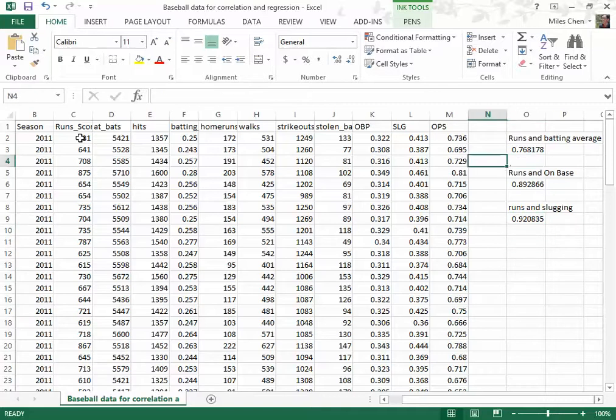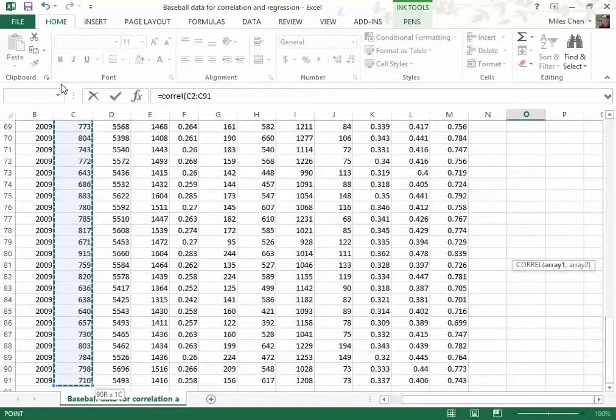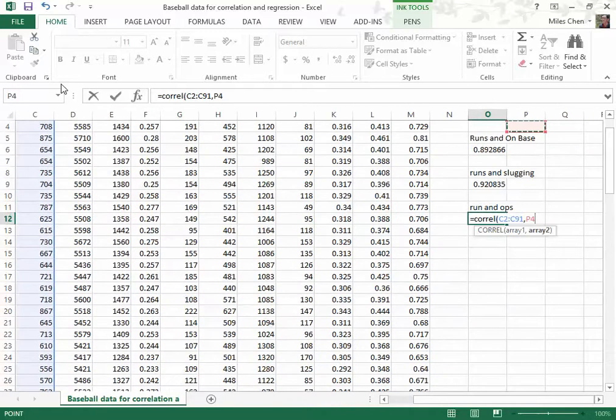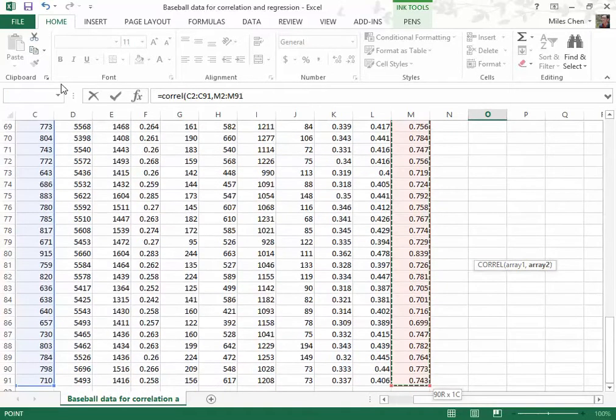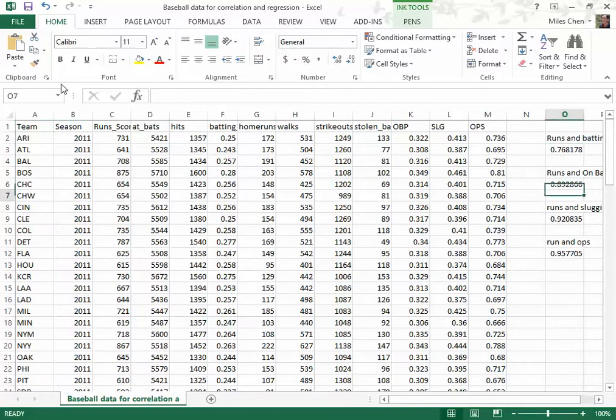And then if you combine on-base percentage plus slugging, which is called OPS, we can ask for the correlation between runs and OPS. And we'll get 0.957, and so this is very high. That's about as close as you can get to 1 in real data settings, because in real data settings you almost never get close to 1, and you are seeing something very high here.